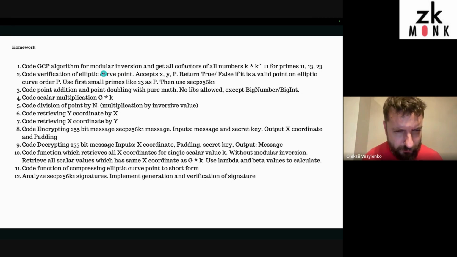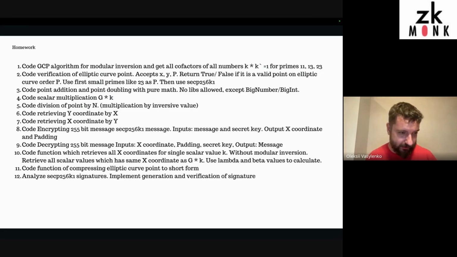Next thing, code point addition and point doubling. And you shouldn't use any math libraries. You should do it by yourself, because you need to do point addition and point doubling, except with big numbers, big ints. For practice purposes, I recommend using Python because it has big ints out of the box, and you can do it in like 10 lines of code each function.